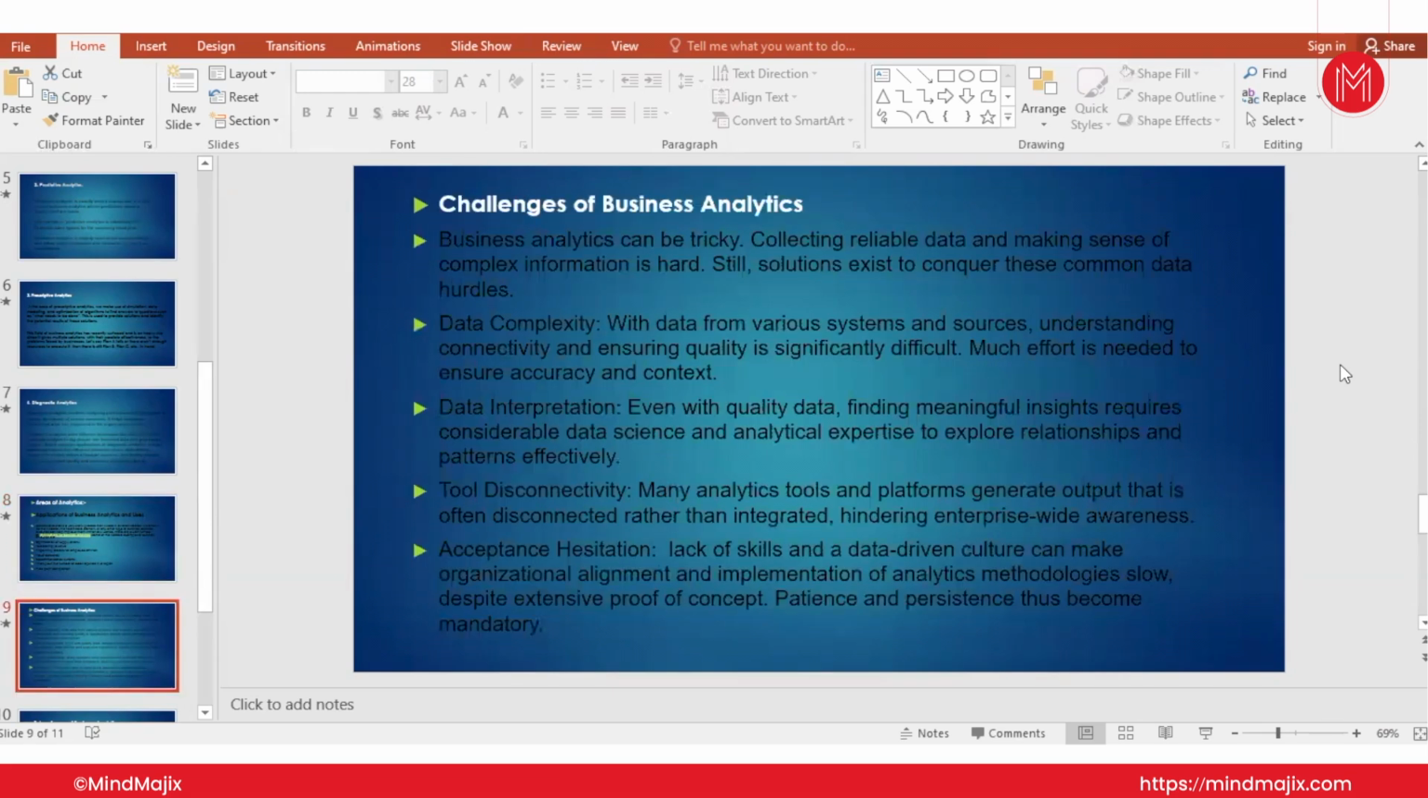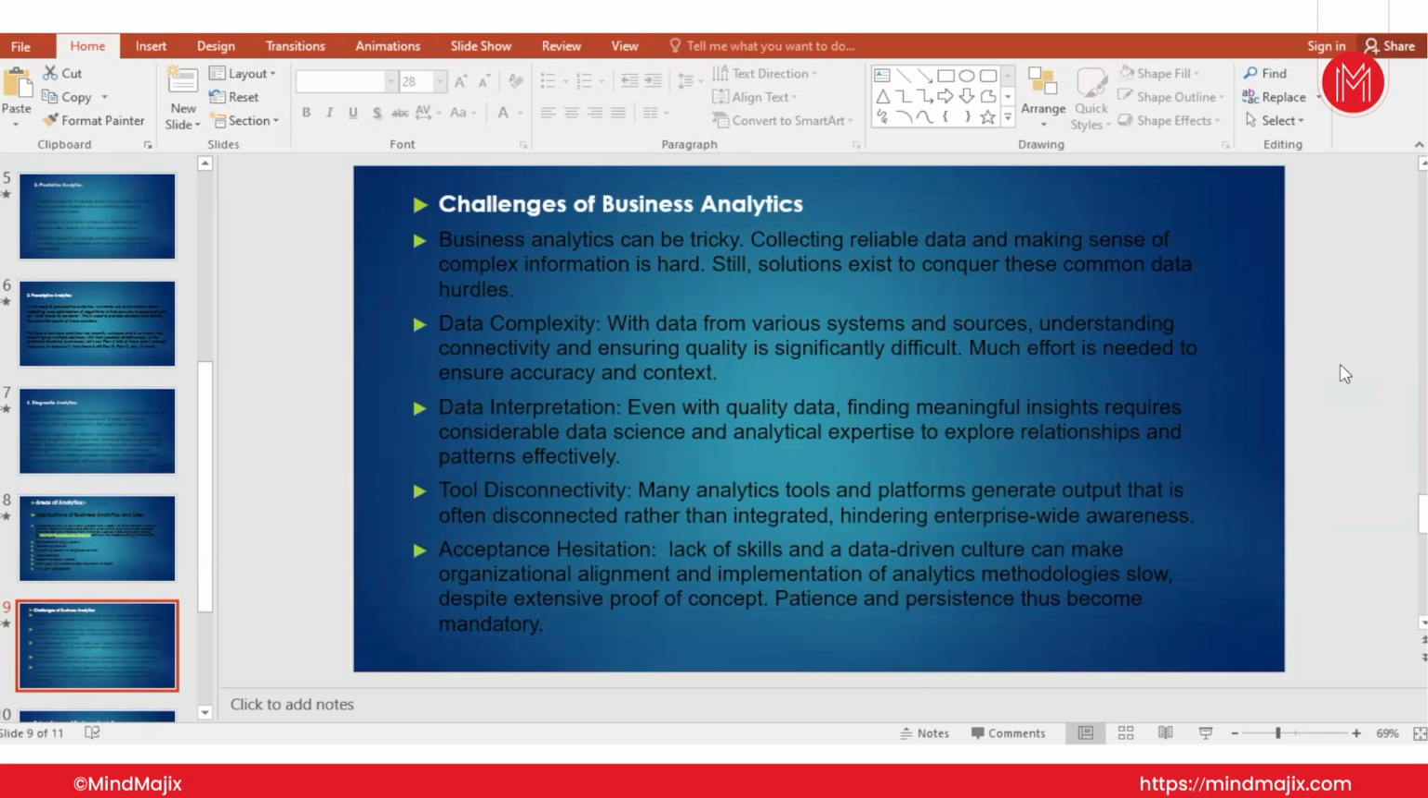Challenges of business analytics: what are the challenges we are facing? Business analytics can be tricky. Collecting reliable data and making sense of complex information is hard. Still, solutions exist to conquer these common data hurdles. In that, we have some hurdles or challenges, like data complexity. We all know about that. In today's era, we have too much data, like big data. So that is also a challenge.